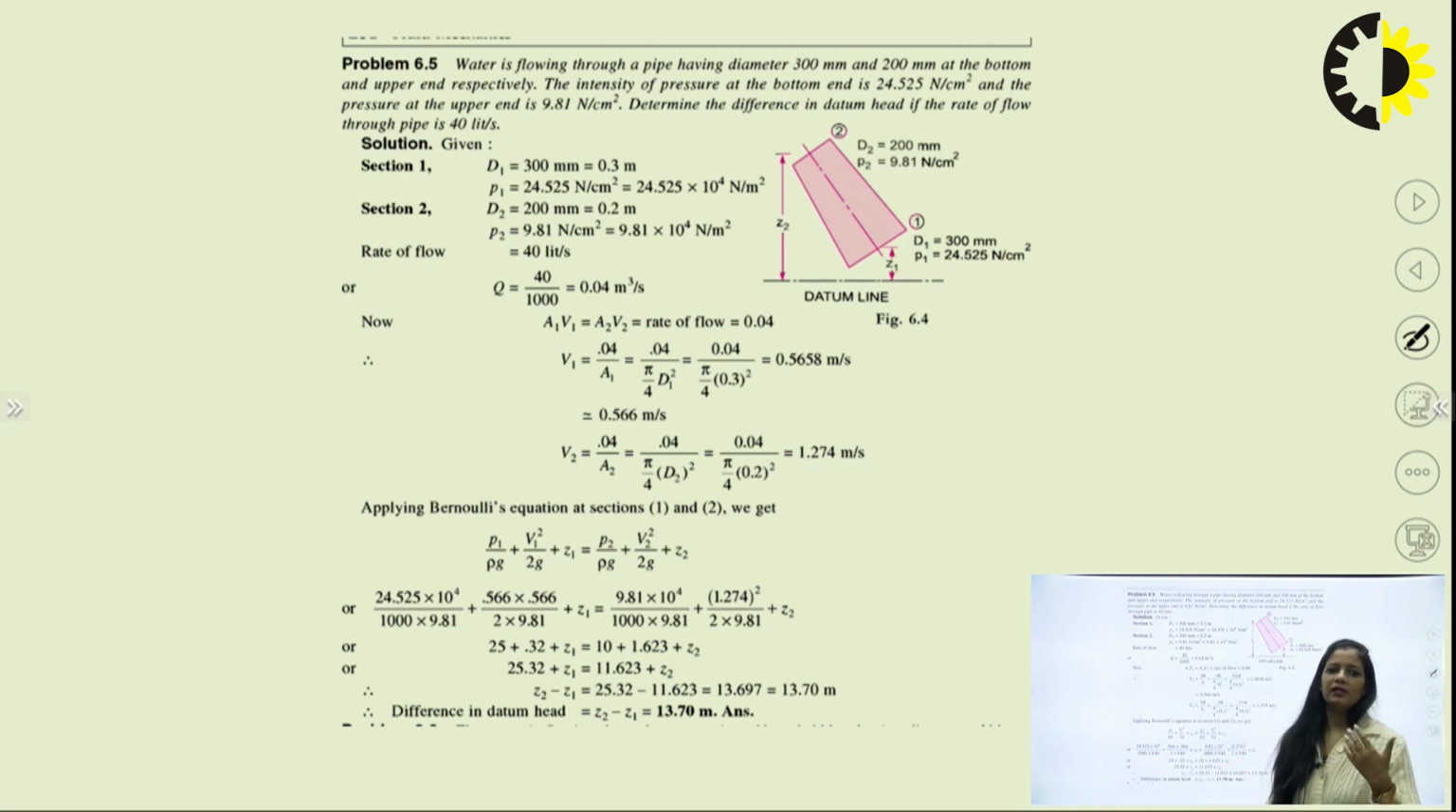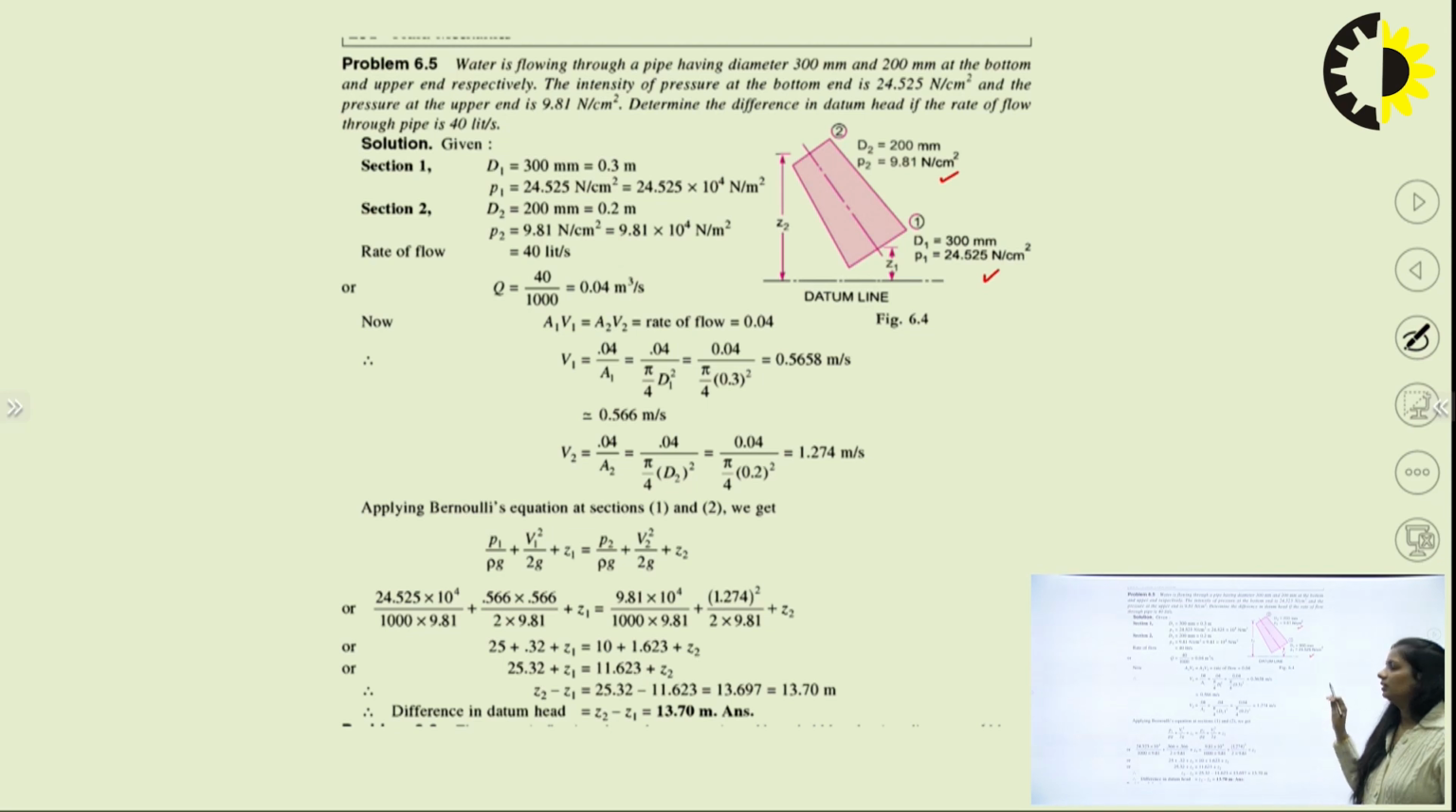You need to apply the formula. Okay, now again consider this question, problem 6.5. Water is flowing through a pipe having diameter 300 and 200 mm at the bottom and the upper end respectively. The intensity of pressure at the bottom end and at the upper end is given. So simply the pressure at 1 and pressure at 2 is given.